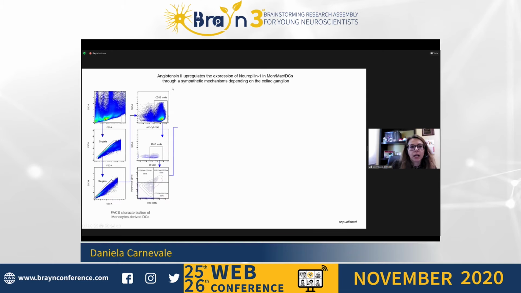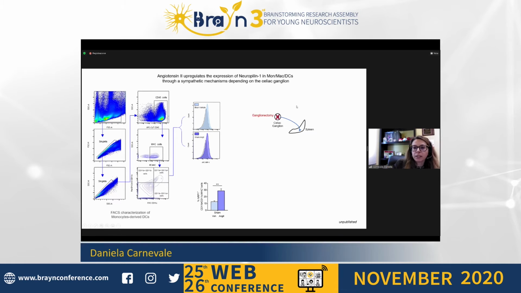In vivo, we challenged mice with angiotensin II, and we analyzed the same fraction of monocyte-derived dendritic cells that is shown here. But in order to connect this with the signaling of PLGF, we measured by flow cytometry the expression of neuropilin-1 in this fraction of cells. And as shown here, angiotensin II increases the expression of neuropilin-1 in the fraction of monocyte-derived dendritic cells. And more important, when we denervate the spleen by celiac ganglionectomy, this effect is significantly blocked, suggesting that the PLGF-neuropilin-1 axis is recruited by angiotensin II to promote the immune response.